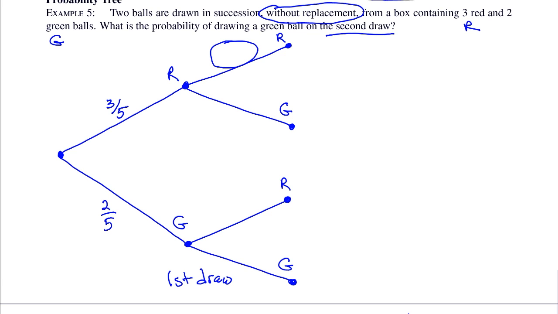The question says green ball. That's right. We're going to fill out the whole chart. And so where would I be interested in to find the probability of drawing a green ball on the second draw? Where would that be? Here? No. Here? Yes. Here? No. Here? Yes. So the sum of this one and this one will be the solution. That's very good.